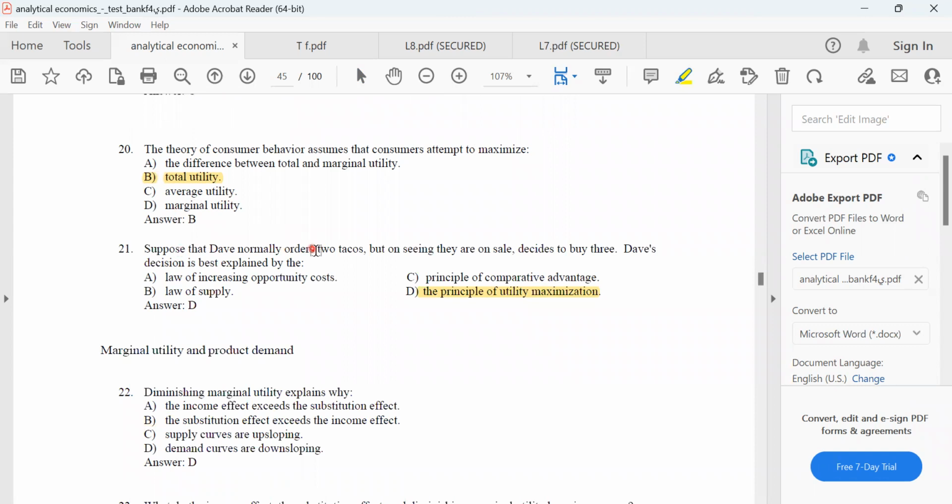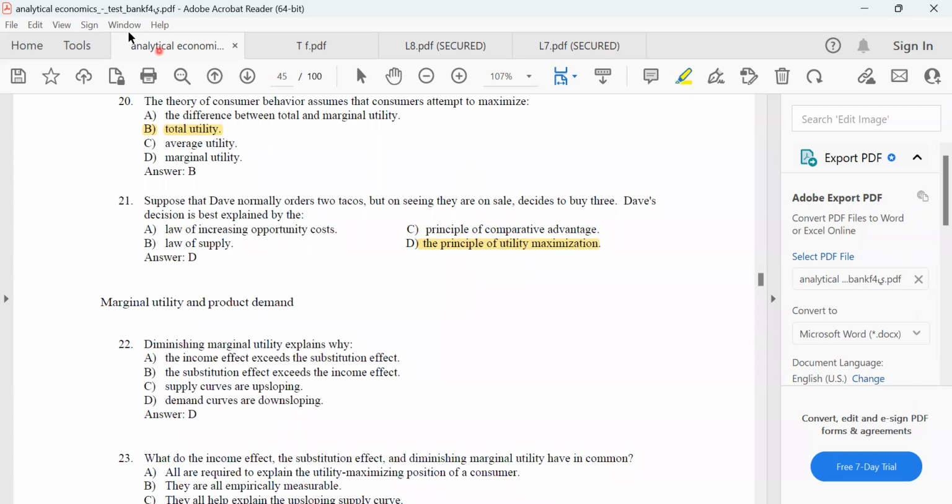Suppose that Dave normally orders 2 tacos, but on seeing they are on sale decided to buy 3. Dave's decision is best explained by the law of increasing opportunity cost, the principle of comparative advantage, the law of supply, or the principle of utility maximizing. The principle of utility maximizing, because the tacos are on sale, he will buy more. He will not buy 2, he will buy 3. So Dave's decision is explained by the principle of utility maximization.